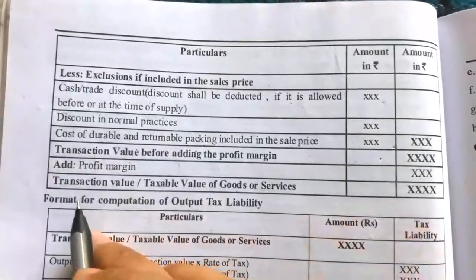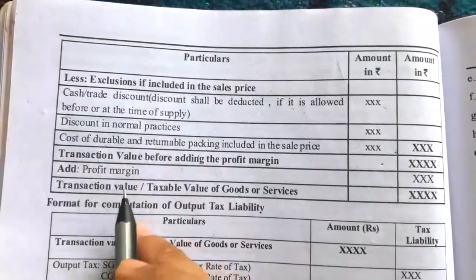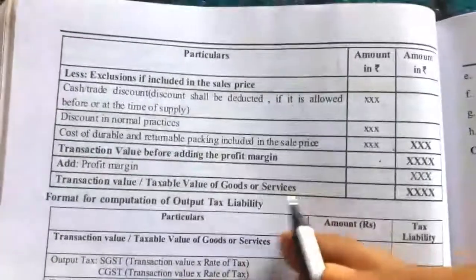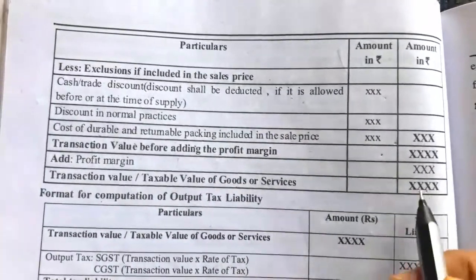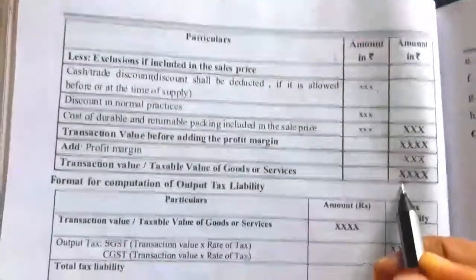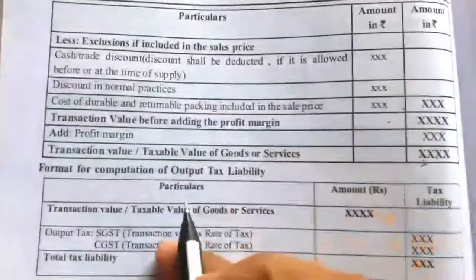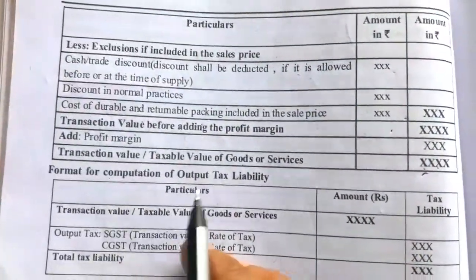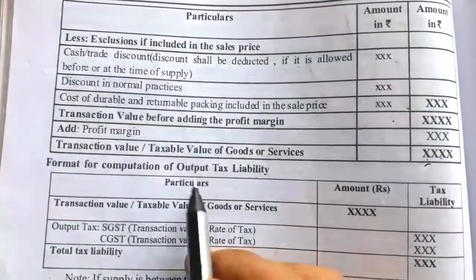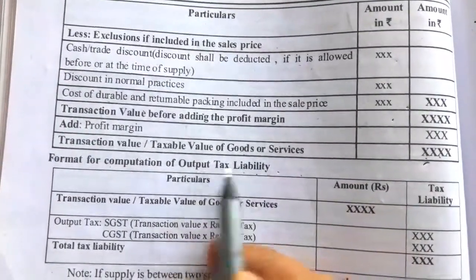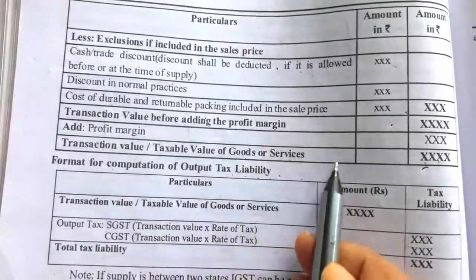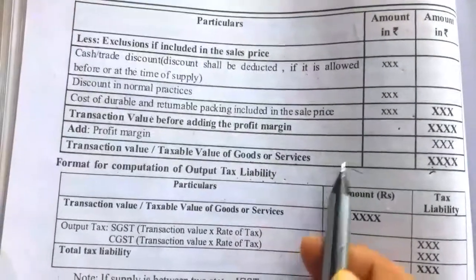The value is nothing but the transaction value, the final transaction value or taxable value of goods and services. On this value the tax will be calculated. On this value the GST will be calculated. So how will this GST be calculated? See here, the format for computation of output tax liability or the tax liability, GST payable. Format for computation of output tax liability, or if you want you can write GST payable.